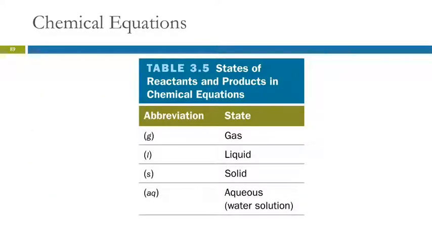The symbols that we use to indicate the state are pretty straightforward, but let's just go over them. These are in parentheses after a chemical formula. (g) stands for gas, (l) for liquid, (s) for solid, (aq) stands for aqueous. Aqueous means that it's dissolved in water, a water solution.